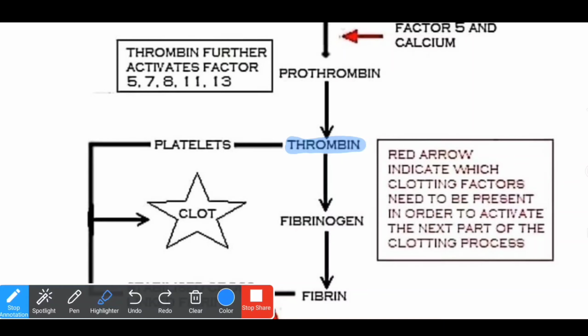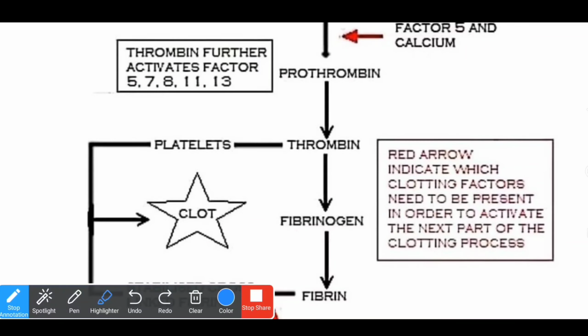So here, the prothrombin has been converted into thrombin, and this thrombin will be responsible for the activation of factor number 5, factor number 7, factor number 8, factor number 11, factor number 13.